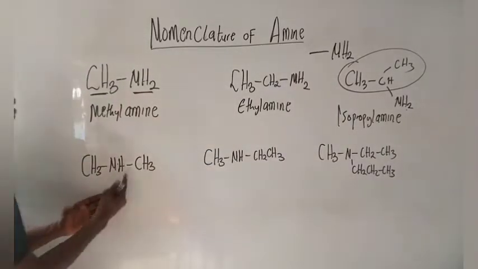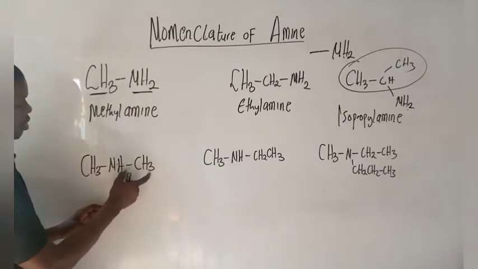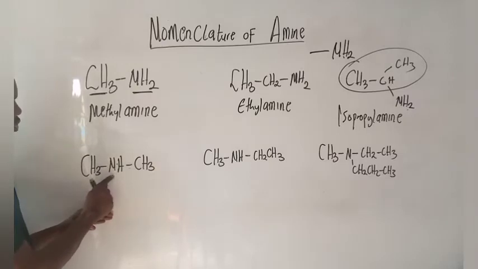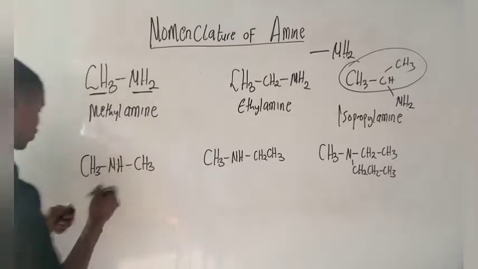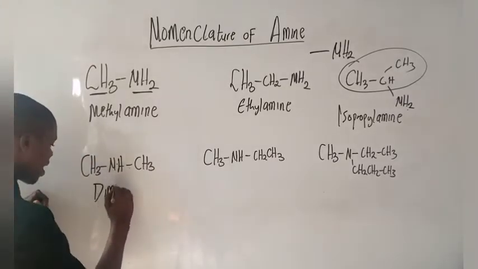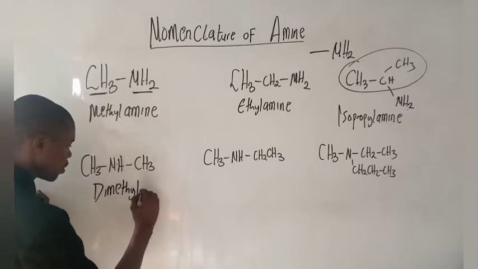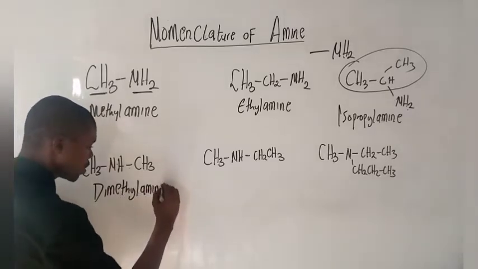Now here we have two methyl groups attached to the amine functional group. Because there are two methyls, it's going to be dimethyl amine. That is the name.